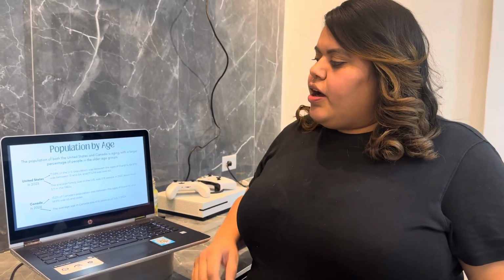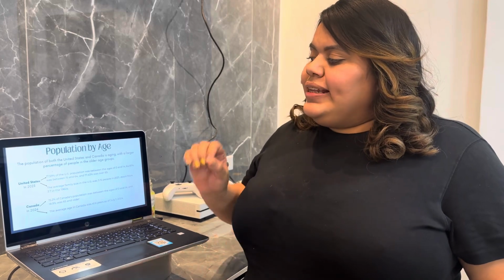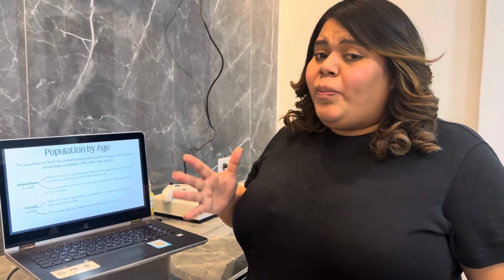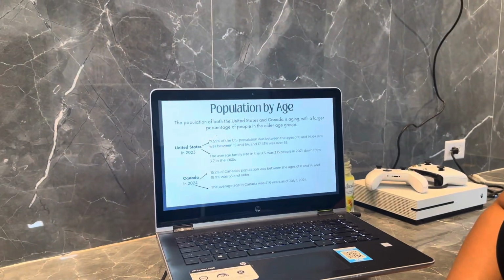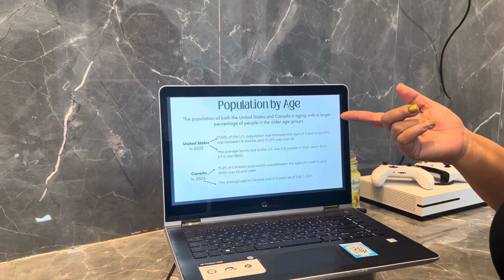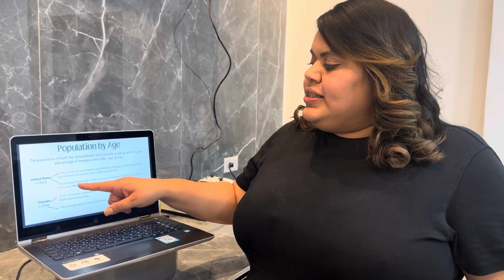This is another kind of chart that we can use as a visual. This is another population by age, but in this case we can use a whole paragraph. We can make it in simple sentences to make it clear. So in here we have the population of both the United States and Canada that is aging. Okay, so we have United States in 2023 and Canada in 2024. So as you can see, we have only simple sentences with clue words.